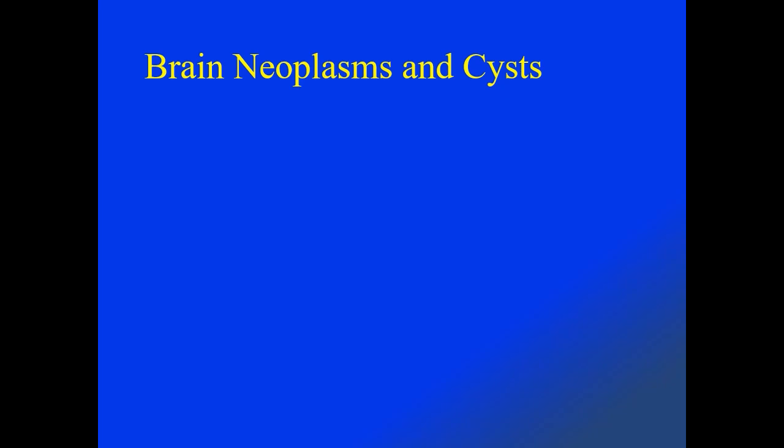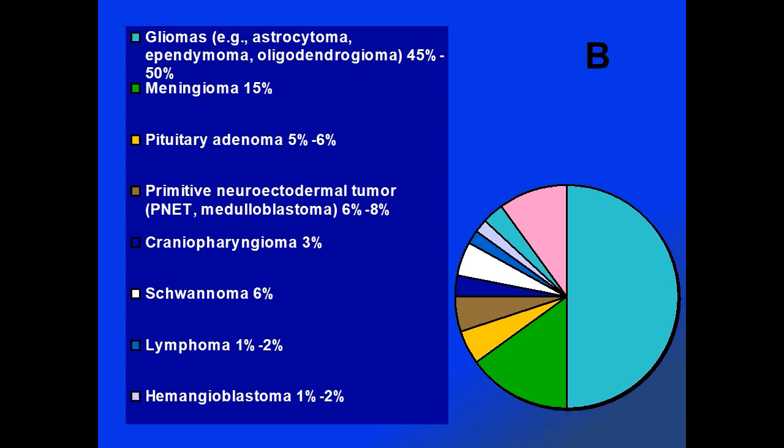Now we'll discuss brain neoplasms and cysts. This pie chart nicely demonstrates an approximate distribution of various subtypes of primary tumors in the brain, with the gliomas representing about half of the primary tumors, meningiomas 15%, pituitary adenomas about 5%, and primitive neuroectodermal tumors representing about 6 to 8%, 3% for craniopharyngioma, 6% for schwannoma, most of them being the vestibular schwannoma involving the 8th cranial nerve, and a small percentage of lymphomas and hemangioblastomas.